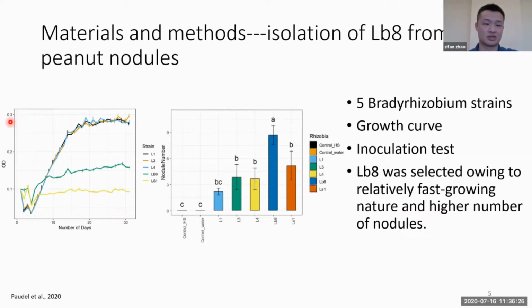This is the growth curve. We can see the red line shows the growth curve of the Lb8. In the first weeks, the Lb8 growth is the fastest. And this is the inoculation test. This graph shows the number of nodules induced by the Lb8. We can see the number of nodules is the highest among all these 5 strains.